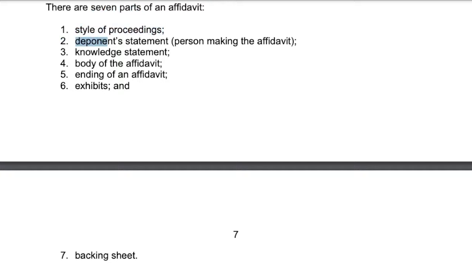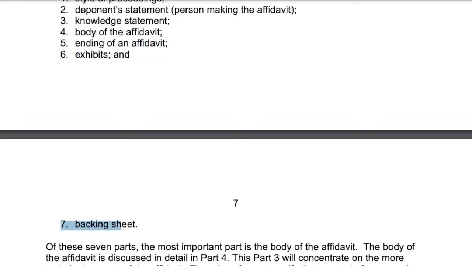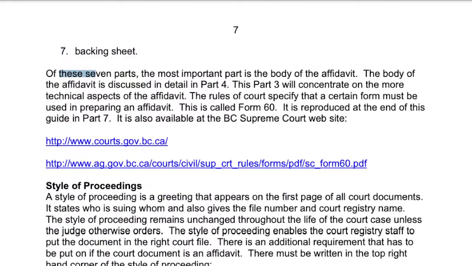2. Deponent's statement, the person making the affidavit. That's the deponent. Knowledge statement, body of the affidavit, ending of an affidavit. Then 6 is exhibits, and 7, the backing sheet. Of these 7 parts, the most important part is the body of the affidavit. The body of the affidavit is discussed in detail in Part 4. This, Part 3, will concentrate on the more technical aspects of the affidavit.